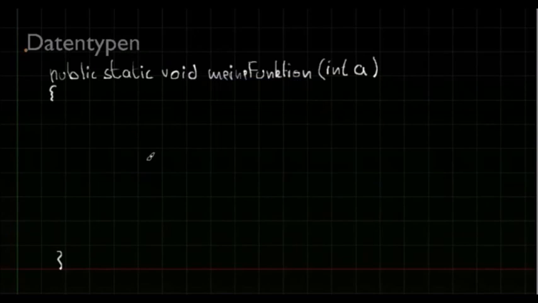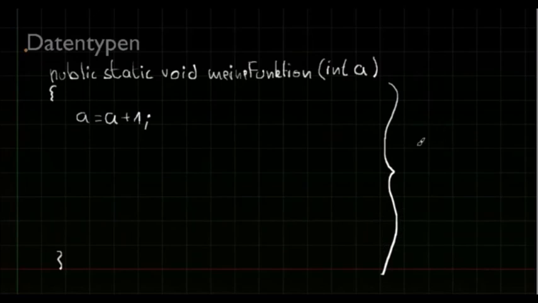And I can, for example, address the variable a in the body by saying a equals a plus 1. And the variable a is available in the whole body. This is the range of validity of a. Because input variables are always available in the complete body of a function.